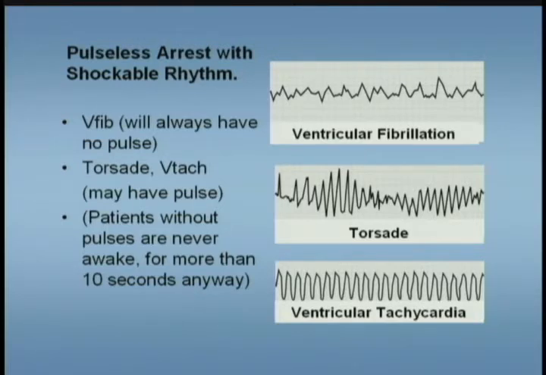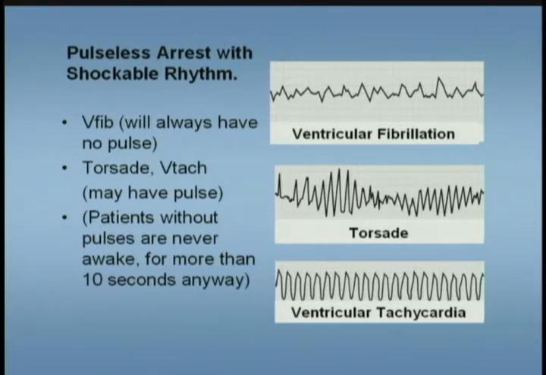The second slide down is torsade. It's a type of ventricular tachycardia. It's a polymorphic ventricular tachycardia. It has this characteristic spindle-looking pattern, right? Patients with torsades may have a pulse and even be awake. And some patients with torsades, there's not enough blood being moved about the body and they appear dead without pulse. We're talking about the pulseless situation of torsades here.